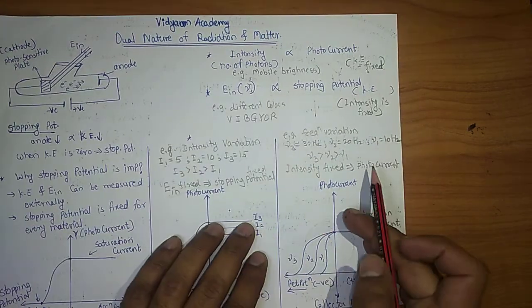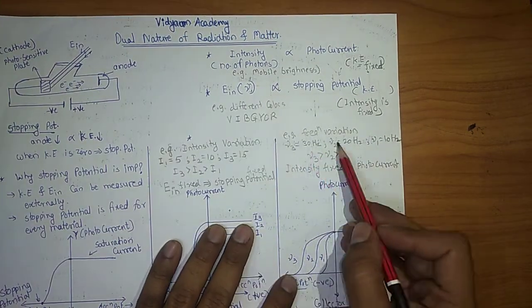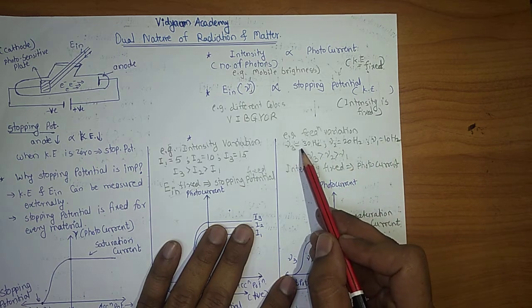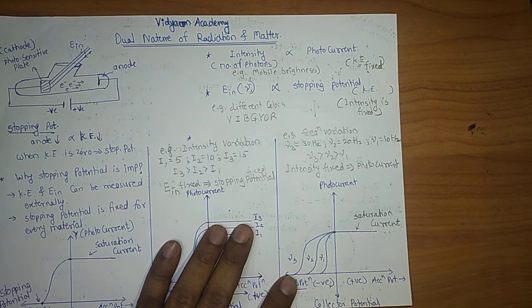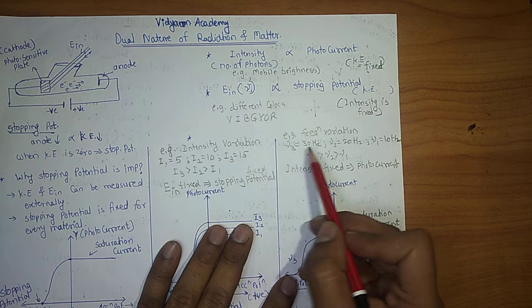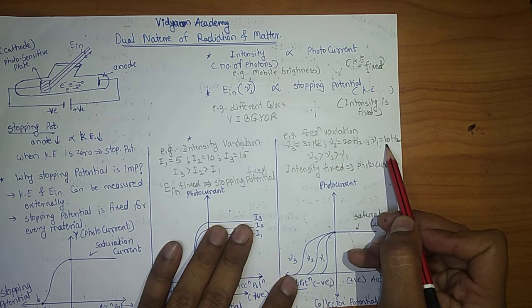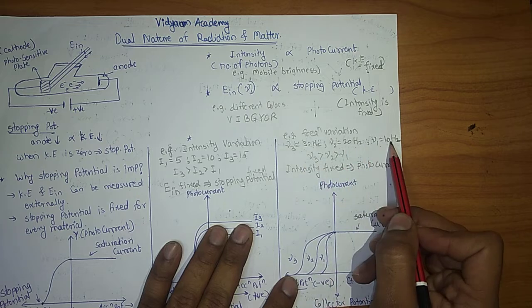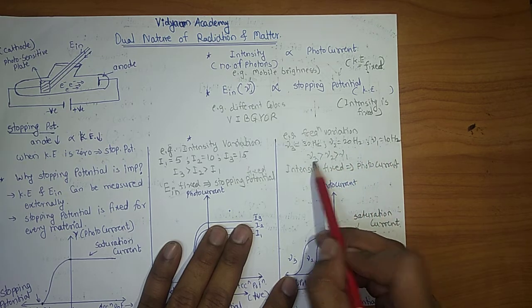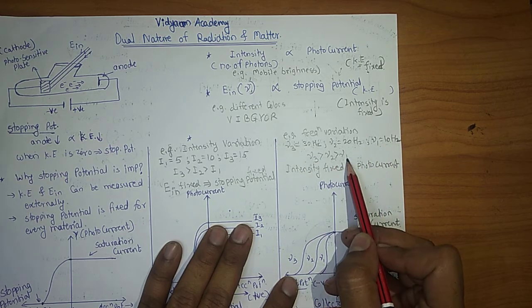In exactly a similar way we can understand the different case. Now here we have chosen 3 different sources whose frequencies are different: Nu 3 is 30 Hz, Nu 2 is 20 Hz, and Nu 1 is 10 Hz. So whose frequency is more? Correct. Nu 3 is greater than Nu 2, which is greater than Nu 1.